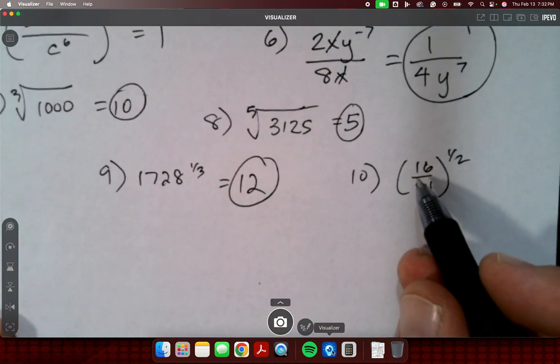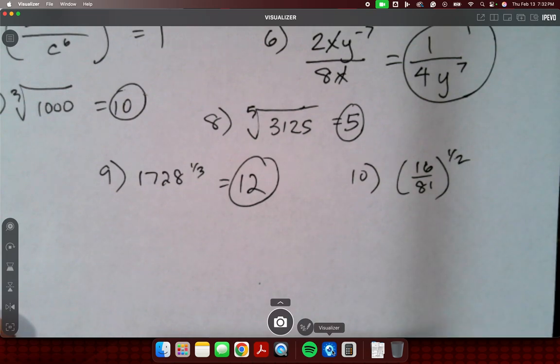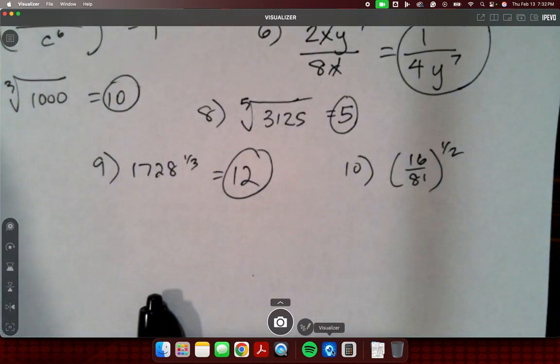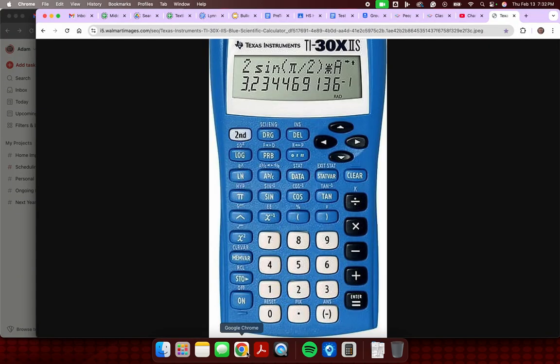Okay, last one, 16 over 81 raised to the 1/2 power. So we'll need to use parentheses here as well. You need to do parentheses 16 divided by 81, close the parentheses, use the caret button, raise to, so 16 divided by 81 in parentheses, raised to the parentheses 1/2. Or you can also raise it to the 0.5. It's okay to convert it to a decimal if you want.